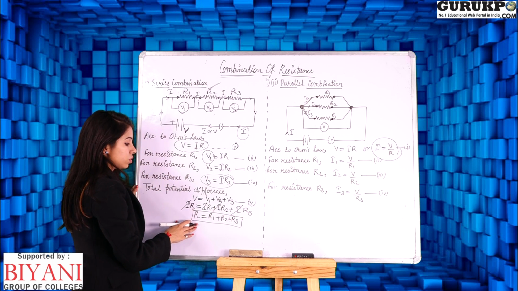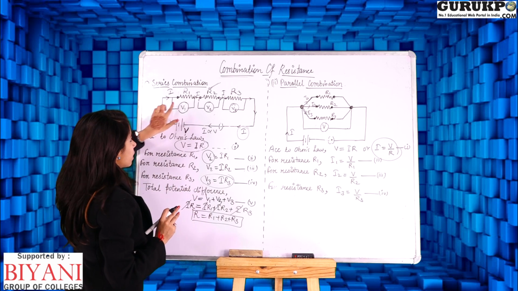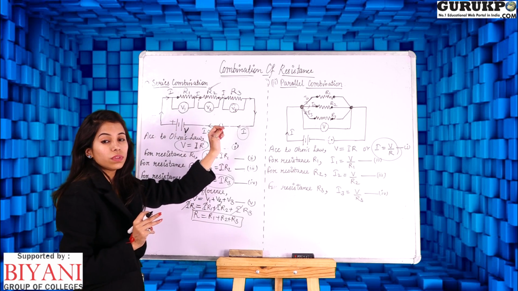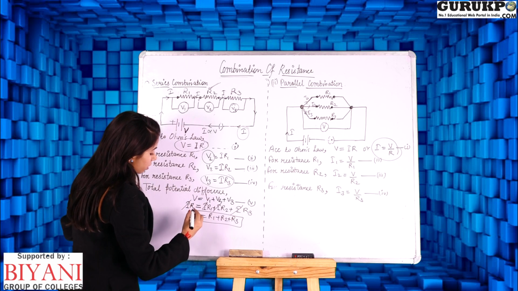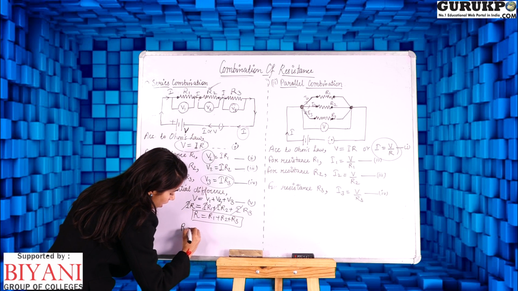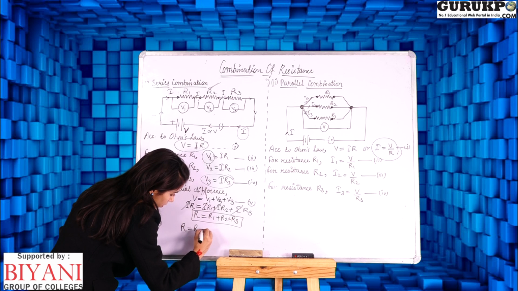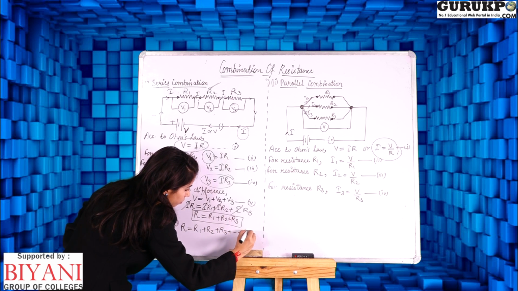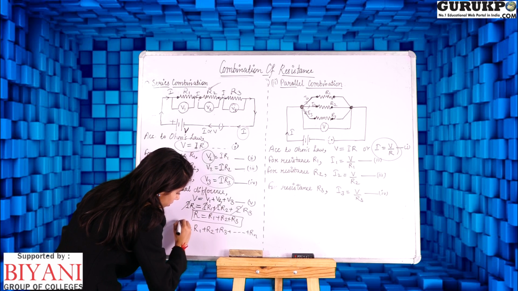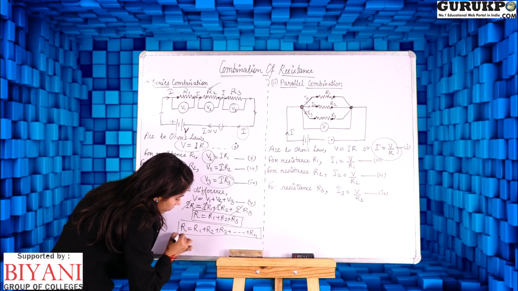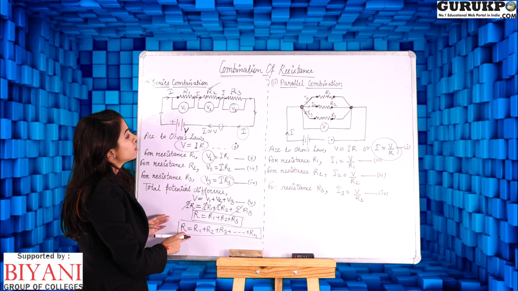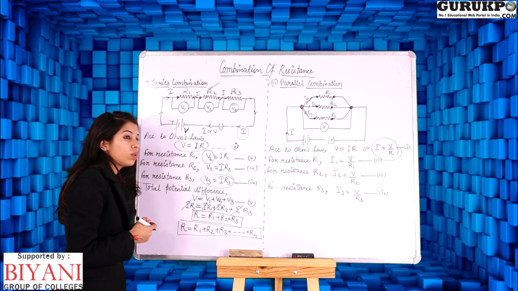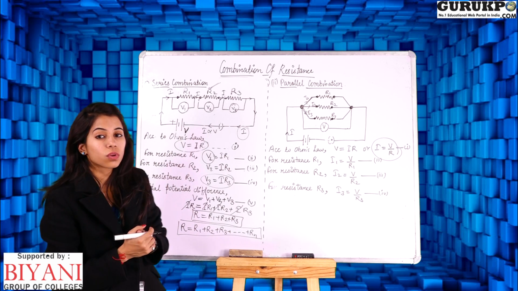Now this is the equation when 3 resistances are connected in series. Now if there are n resistances in a circuit, then the equivalent resistance R will be equal to R1 plus R2 plus R3 plus up to Rn. This is the equation when n resistances are connected in a series combination. Now let us move to parallel combination.